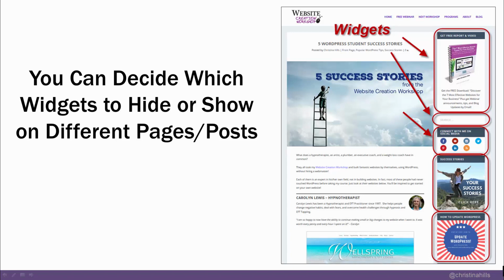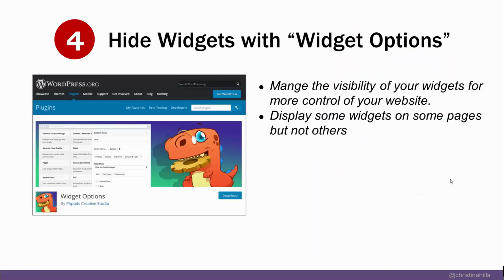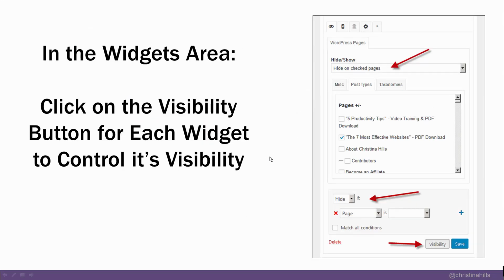And I'm going to show you a header example in just a minute. So this is the plugin called Widget Options. I love it. So just look for this little dinosaur. And when you install it and activate it, there's this visibility section, right?